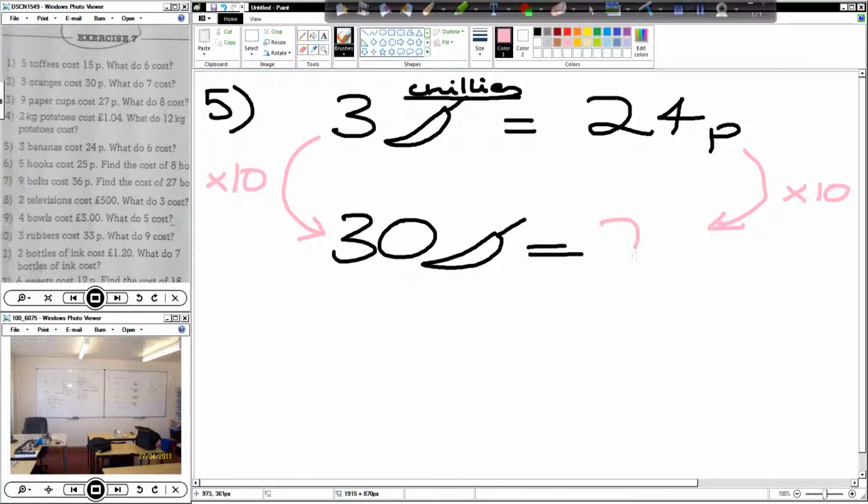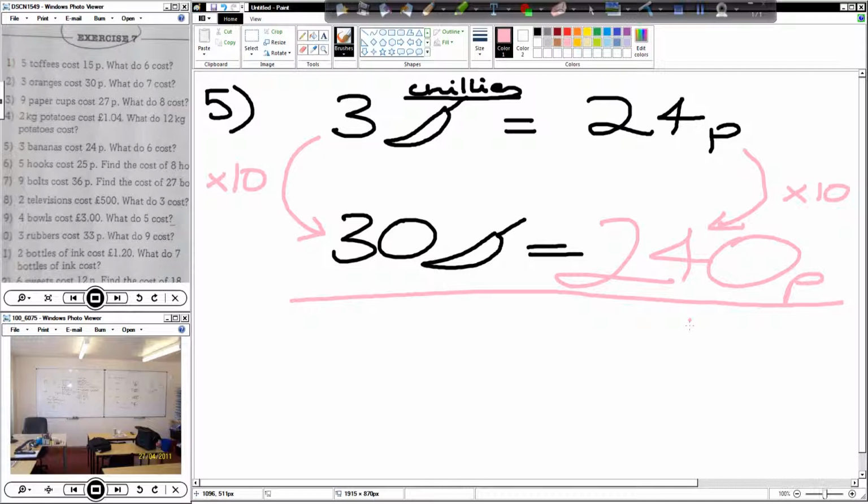So 24 times by 10 is, what is it? 240 pence or £2.40. So what we're saying here is if you order 10 times the volume, you pay 10 times the cost. 10 times the number of chilies. Are we happy with that? That's how we do it in one step.